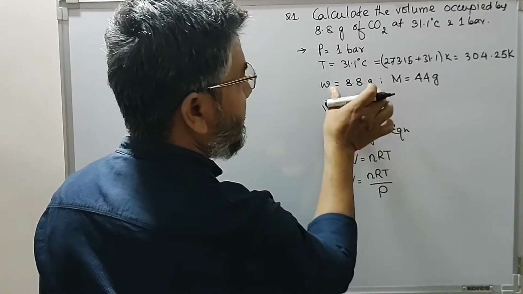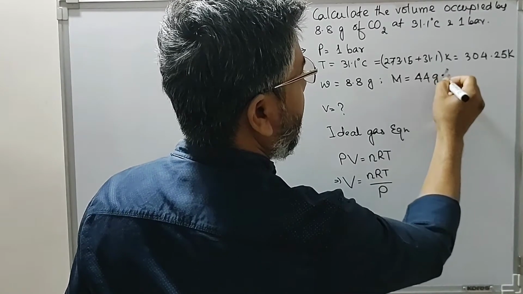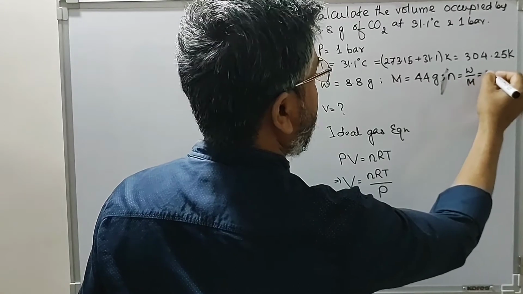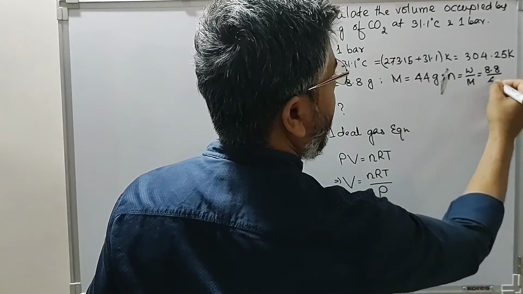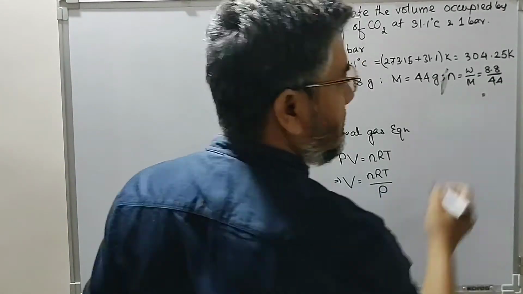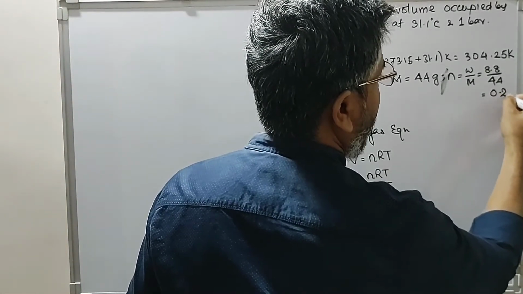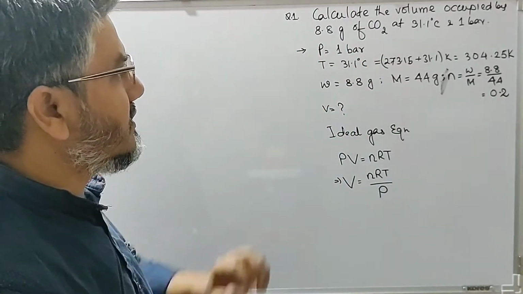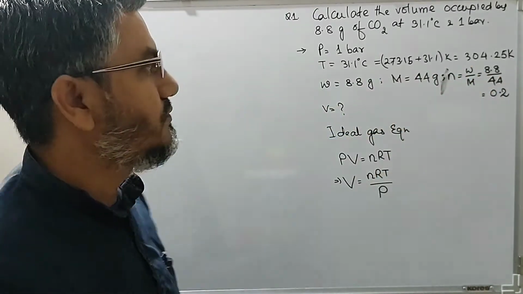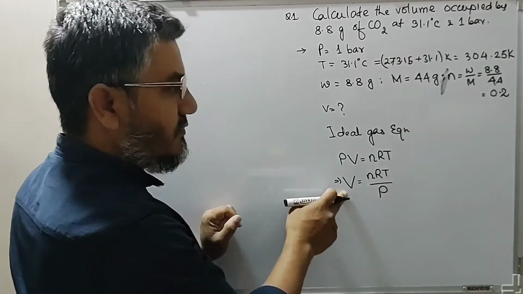Since we have the mass and molar mass, from this we can find the number of moles of carbon dioxide, that is mass divided by molar mass. So this is 8.8 divided by 44. So this is 0.2. So number of moles of gas corresponding to 8.8 gram is 0.2. Since we have the values of n, R, T and P, we can easily find the value of V.